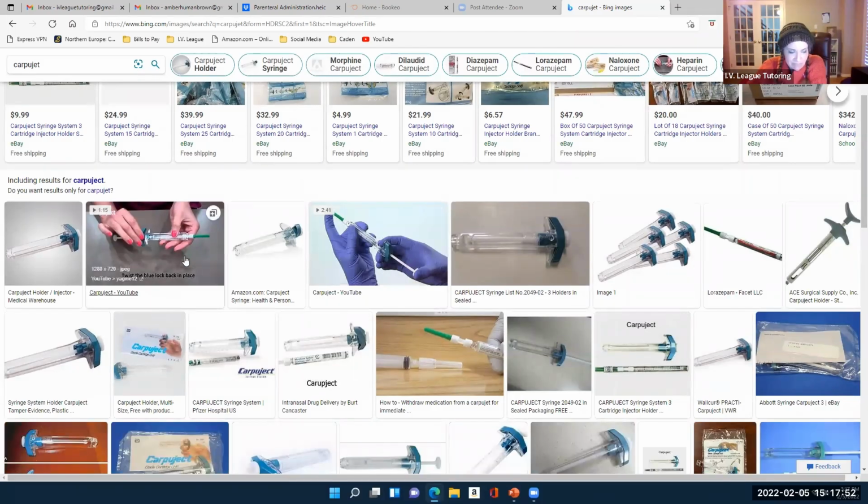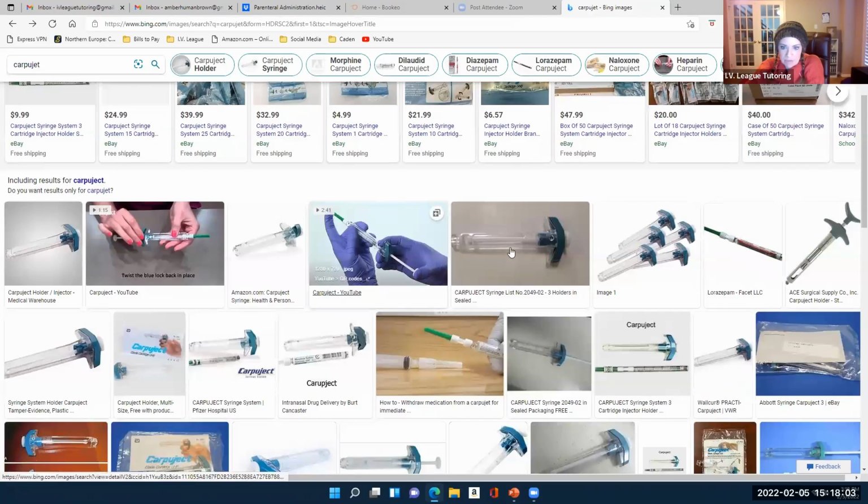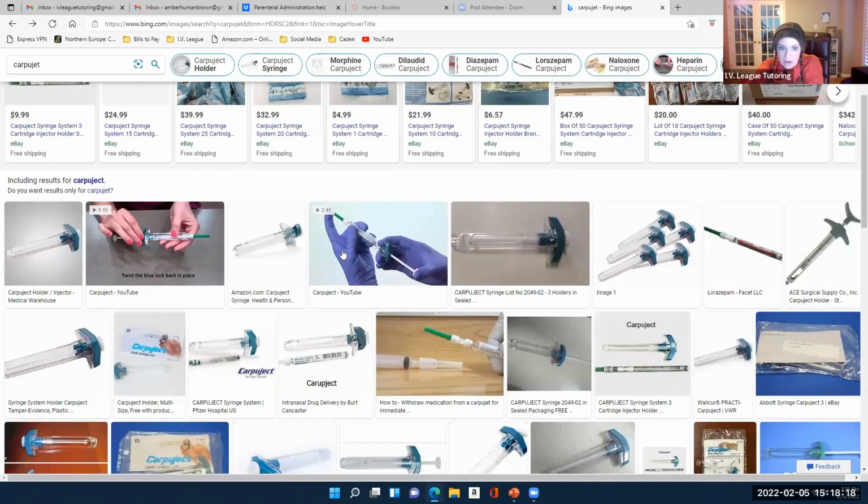Okay. So this is a Carpuject. It will screw onto your syringe. I'm going to show you a couple of pictures so you can get an idea. It looks like this when you grab it, but what it does is the syringe actually fits inside of it and you screw this onto the syringe that already comes pre-filled like this. And then it has this big giant plunger that you can use.